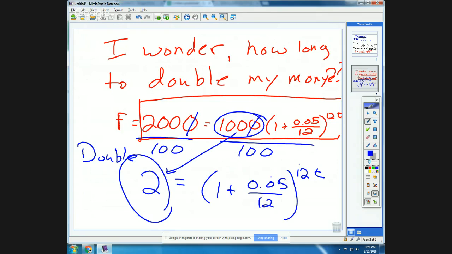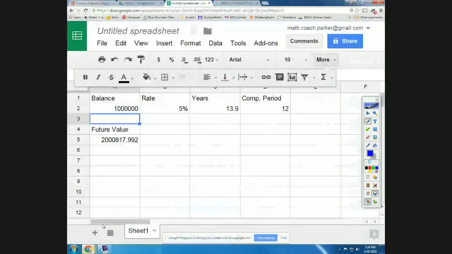So here's what we're going to do on the spreadsheet in the other room. I don't know, just stop this recording in a minute.